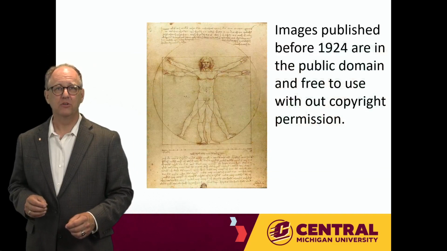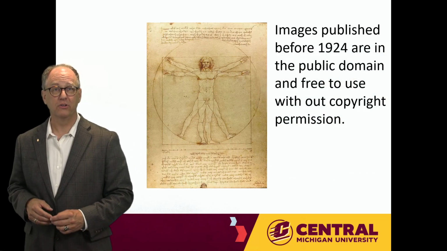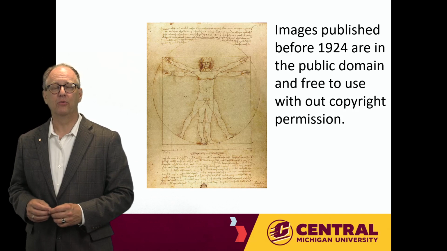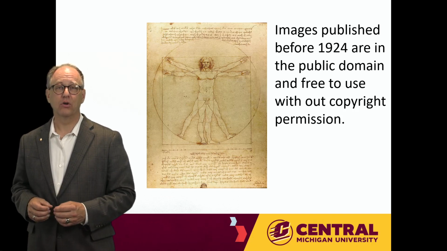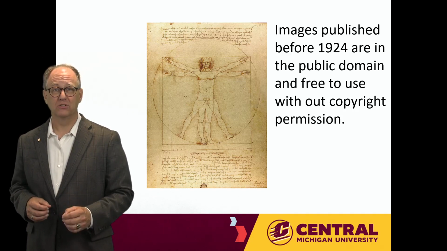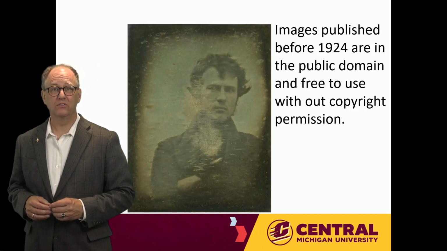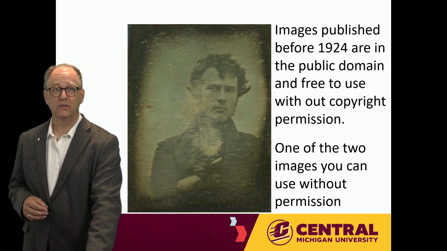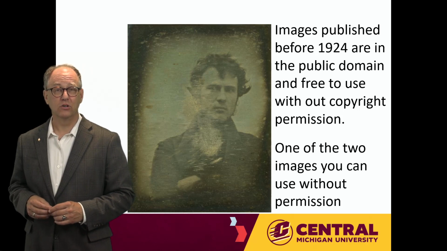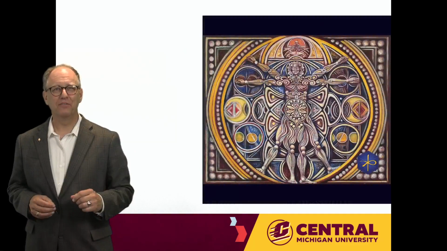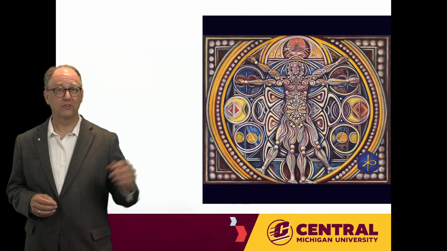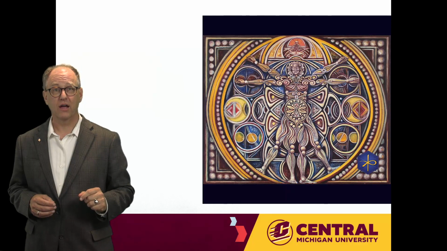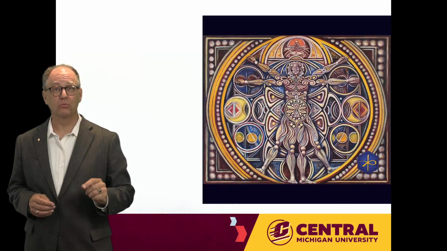For example, the famous image of Vitruvian Man was published by Leonardo da Vinci in 1490. Clearly before 1924, so it falls in the category of usable images without permissions. Similarly, Robert Cornelius's self-portrait was published in 1839, so it is considered to be in the public domain and free to use as well. So that means it is one of the 2 images you could use without getting permissions. However, if you used a modified version of the Vitruvian Man, such as the image from Keith Prossick, you would need to obtain permission for the individual who holds the copyright, because it was made much more recently.